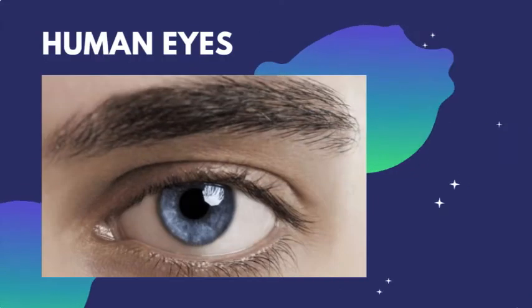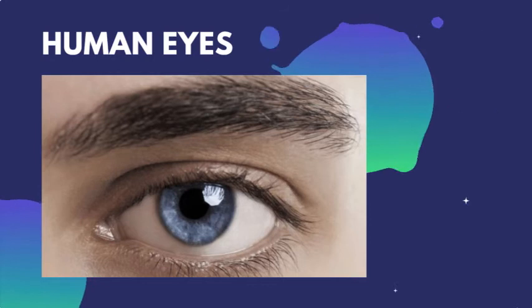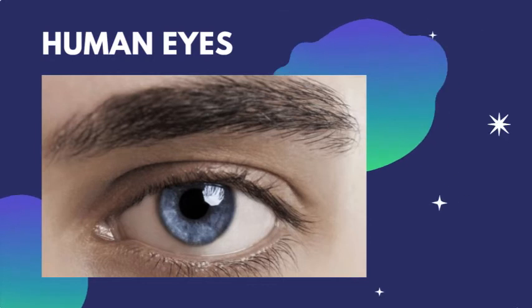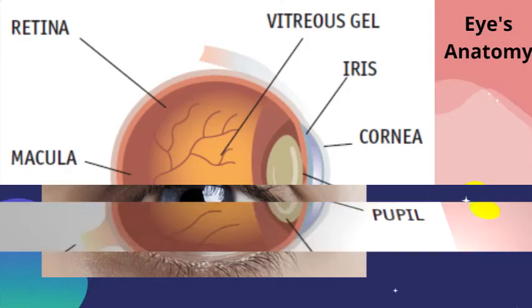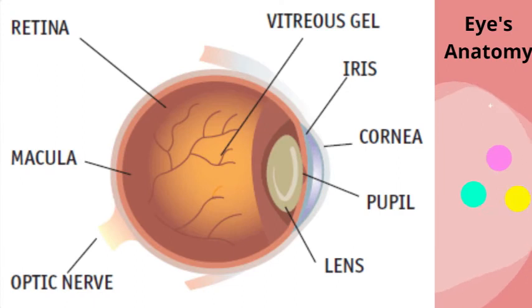The human eye is one of the most valuable sense organs that enables us to see the world around us. Now, let us study about different parts of an eye. As we can see in the picture, there will be a retina, vitreous gel, iris, cornea, pupil, lens, optic nerve, and macula. The cornea is the clear outer part of the eye's focusing system located at the front of the eye.